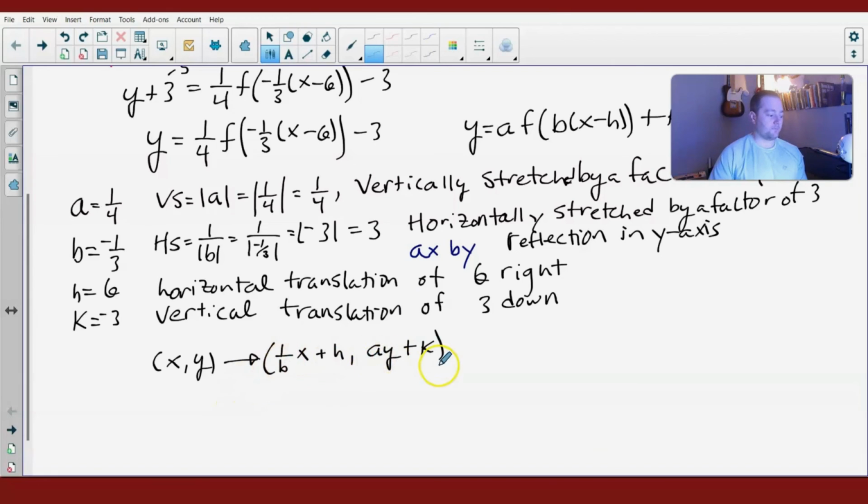So all I've got to do is put the numbers in here. So I'll put my b in. Remember, the 1 over b means taking the reciprocal of b. So all I do is negative 1 over 3. I take the reciprocal for the mapping rule, just like that. 1 over b means the reciprocal of b. So negative 3x, and then h just plus 6. And that's really the only thing you've got to worry about, is the b value for this. And then a is 1 over 4, y minus 3.